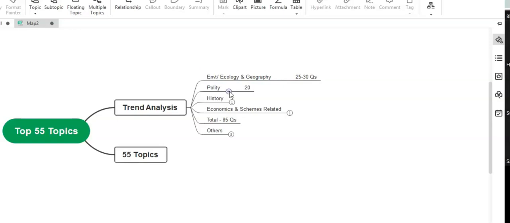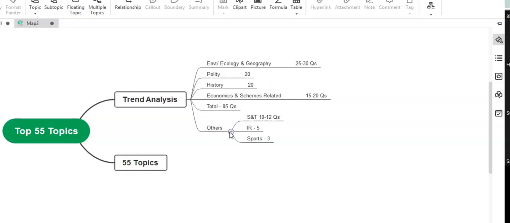Polity covers 20 questions. History covers 20 questions, including art and culture, ancient, modern, and medieval India. And then you have economy, which covers around 15 to 20 questions. So when you total this, around 85 questions are asked in these six areas. But I have compressed them into 4 topics because they are overlapping. So these 4 topics are the most important ones, which will fetch you 85 questions.